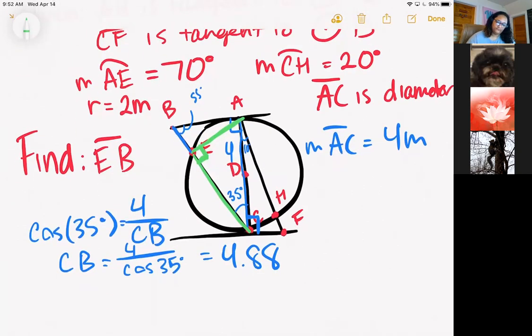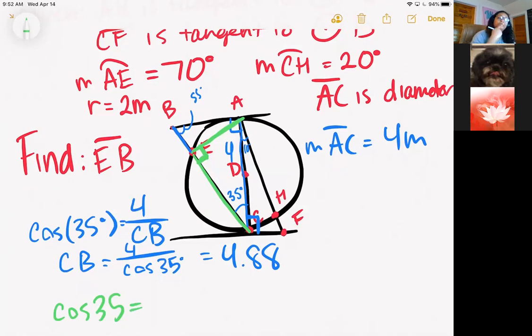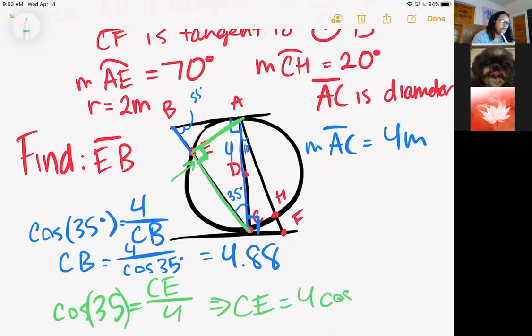Cosine of 35 degrees equals CE over 4. So now we have that CE is equal to 4 cosine of 35, which is 3.27.